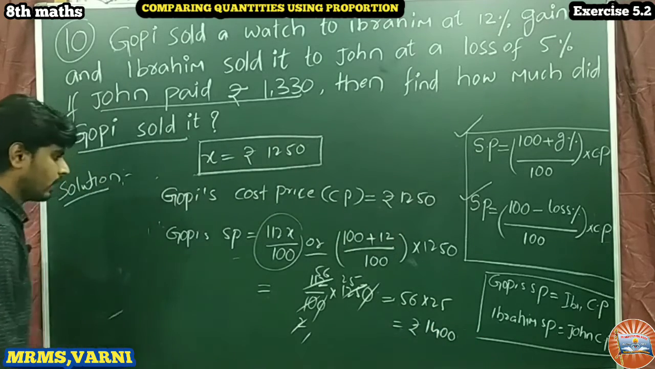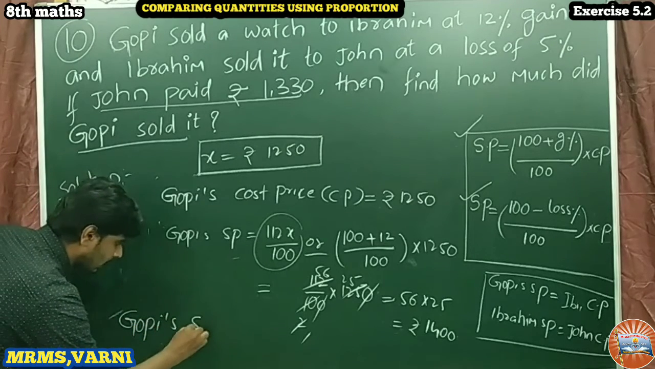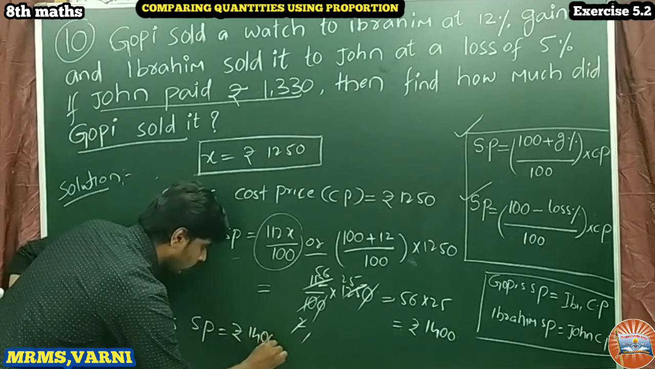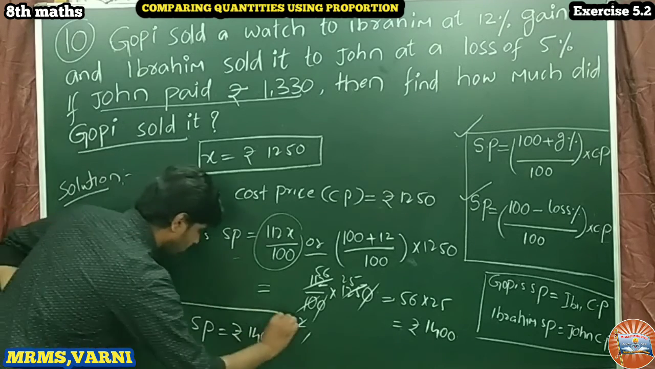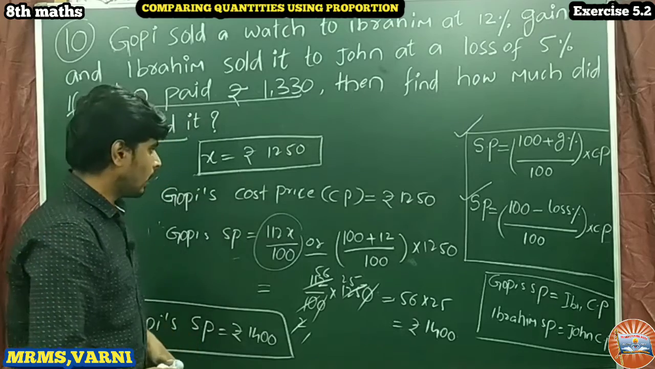Okay, what can we write finally? So Gopi's SP is equal to 1400. Okay, this is our required answer. Is it clear? Yes, I hope you understand.